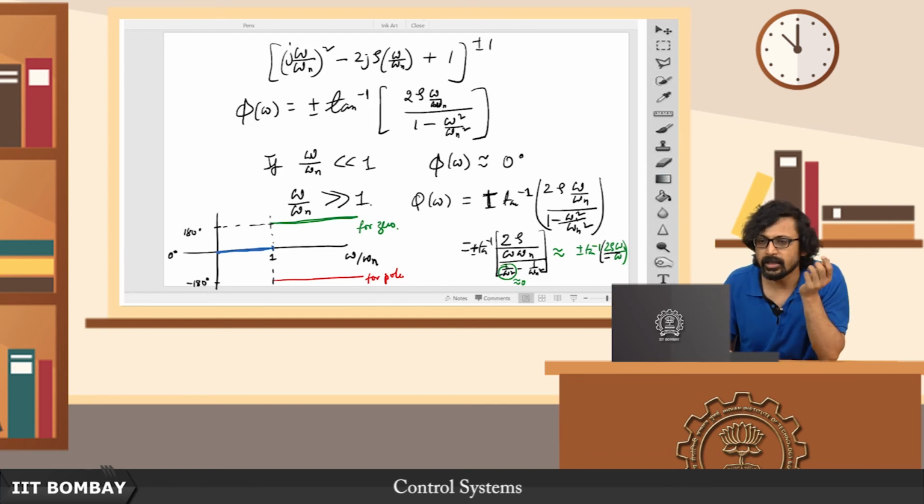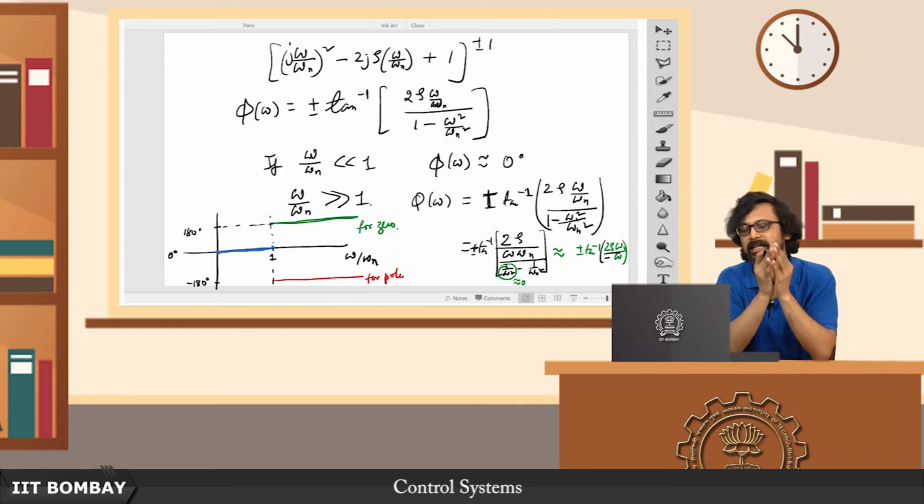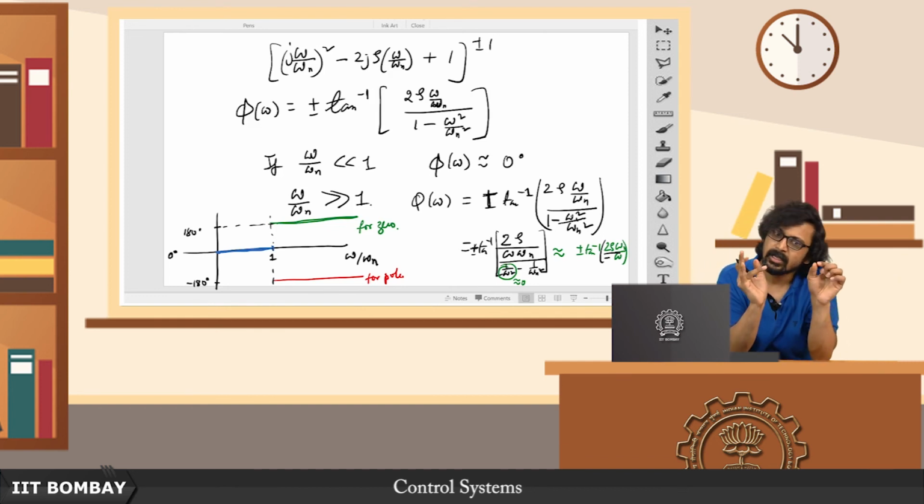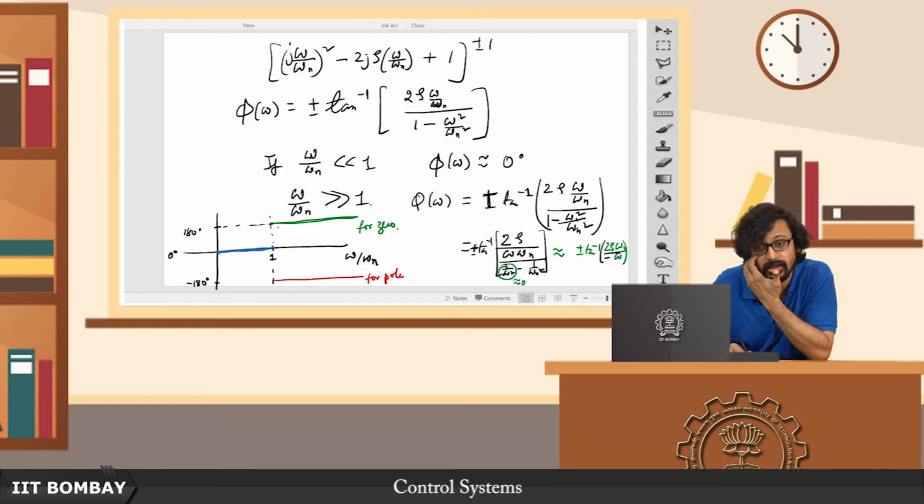Because as I said, as omega tends to infinity, it is this denominator part which is basically the real part is negative, and the imaginary part is positive. So, that means it is on the negative real axis, and if it is on the negative real axis, the phase is plus 180 or minus 180, but you have the plus or minus sign sitting outside. So, for the 0 it will be plus 180 and for the pole it will be minus 180.